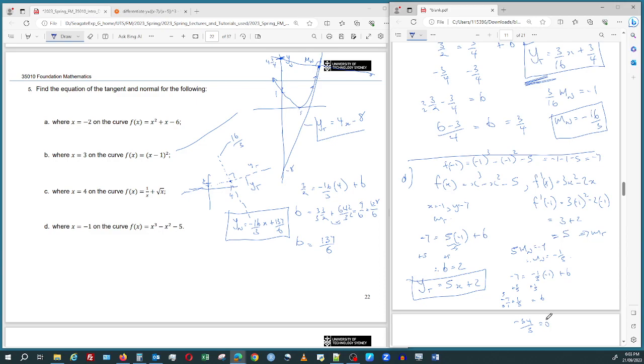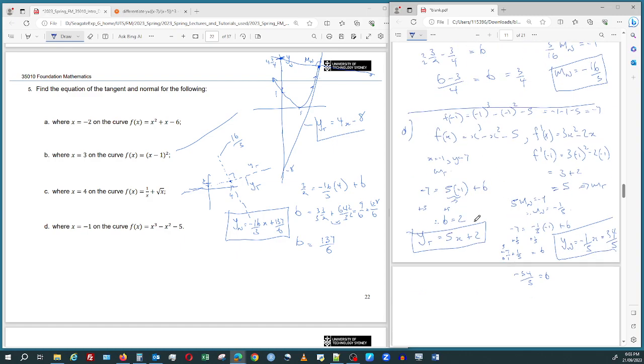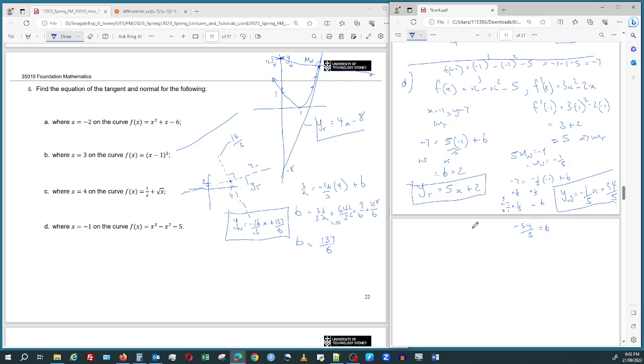-34/5 is equal to B. So our normal equation is -1/5 x minus 34 on 5. So that's our normal equation. Now just thinking about this equation, you don't need to do this. This is what you'll learn later on. We might do a bit of curve sketching. But for now, I'm just going to take the second derivative.